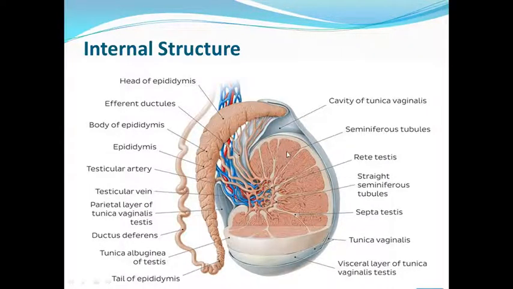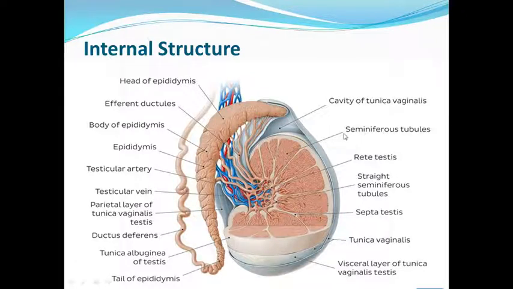Seminiferous tubules are highly coiled structures which measure around 60 centimeter in length. If we uncoil a seminiferous tubule, it will measure around 60 centimeter in length and its diameter is around 0.2 millimeter. So 2 to 3 of these highly coiled seminiferous tubules form a lobule in the testis. These seminiferous tubules are lined by cells which have the function of formation of spermatozoa. You will study this in detail in physiology.